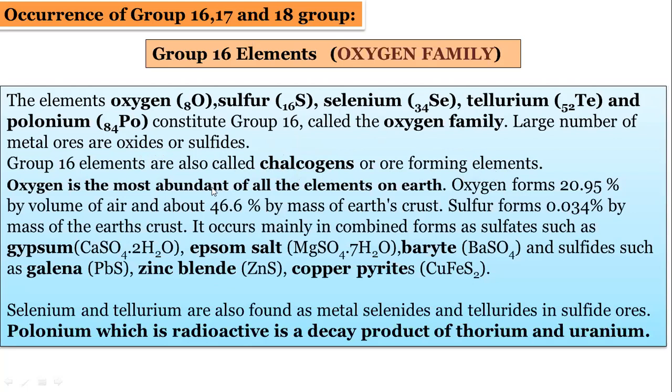Oxygen is the most abundant element on the earth. Oxygen forms 20.95% by volume.